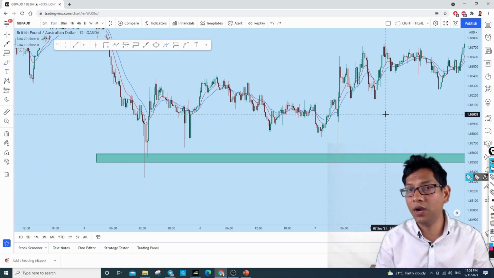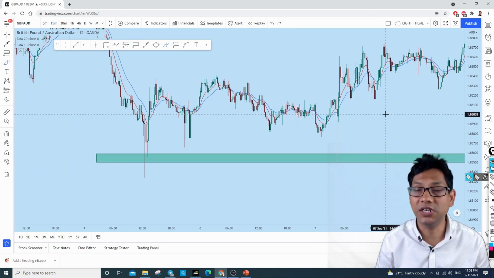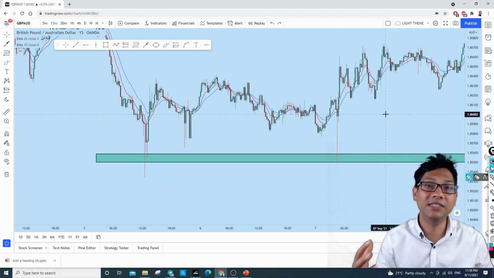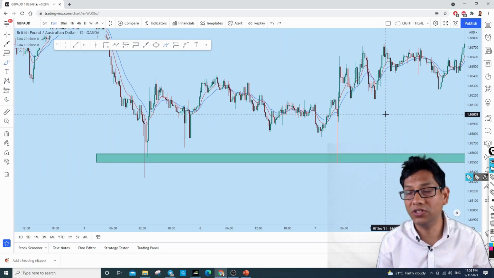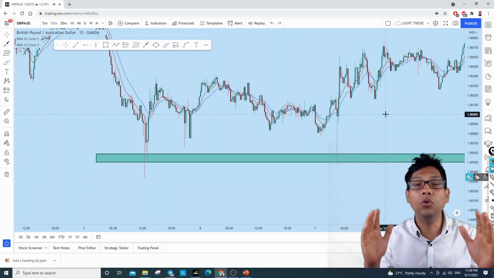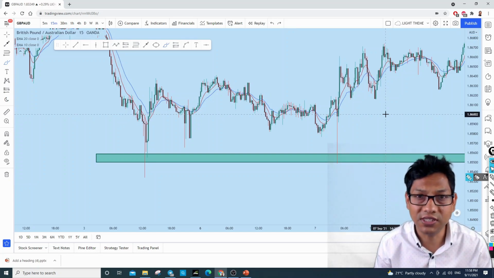Now one warning: remember, trading is not confirmation. Trading is all about probability. With the reversal pattern I discussed, you will always see some violation or deviation from the rules or from the strategy. That's why you always need to manage your risk.